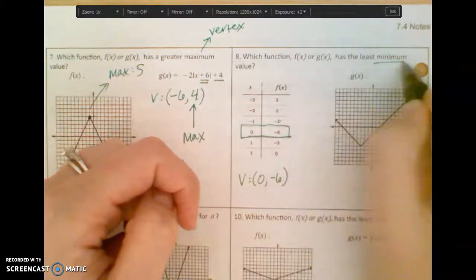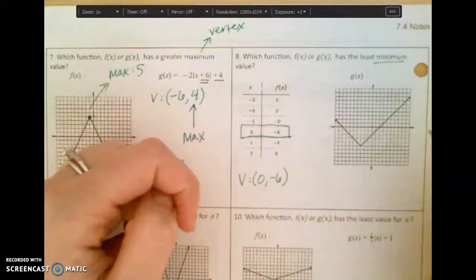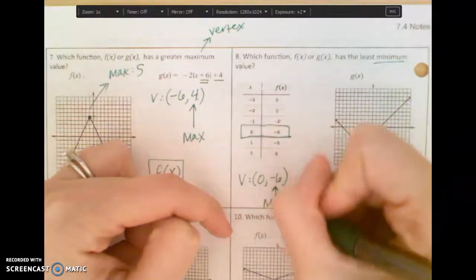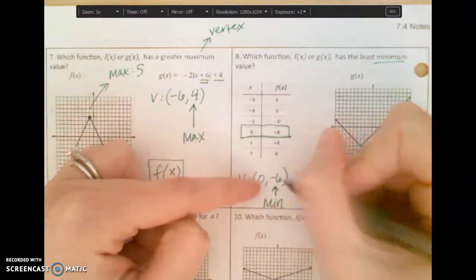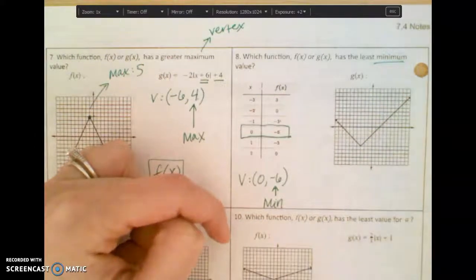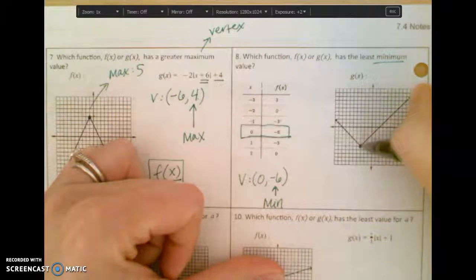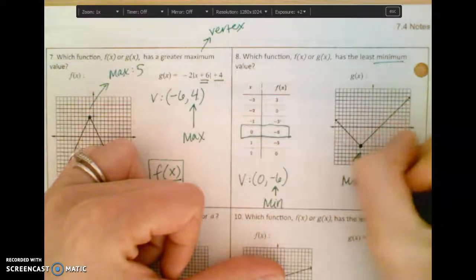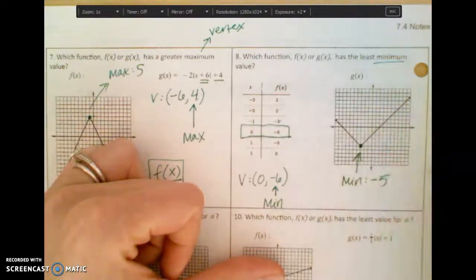What's my minimum value here? The minimum value of my vertex is negative 6 because that is the y value, which means it's the min. All right, let's look at our graph. What's our minimum value here? We look at the vertex. Our minimum value is 1, 2, 3, 4, 5. So our minimum is negative 5 because that's the y value of our vertex.